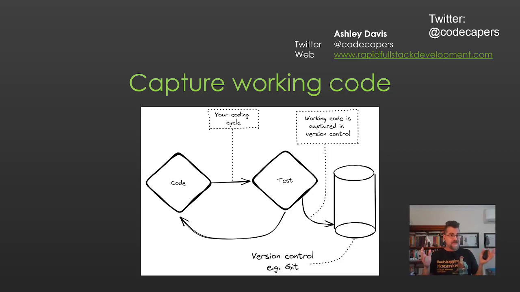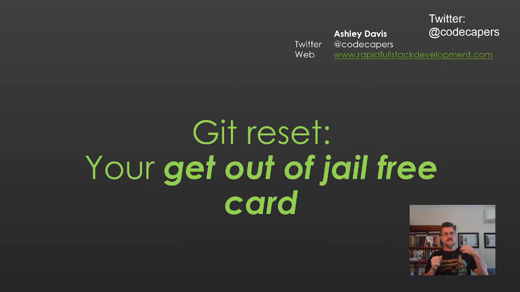Now, you might think this is excessive, but I believe this is the most reliable way to put working code in the bank. Make a small change, test that it works, commit, and then repeat. You're banking working code. This also gives us a lot of freedom.